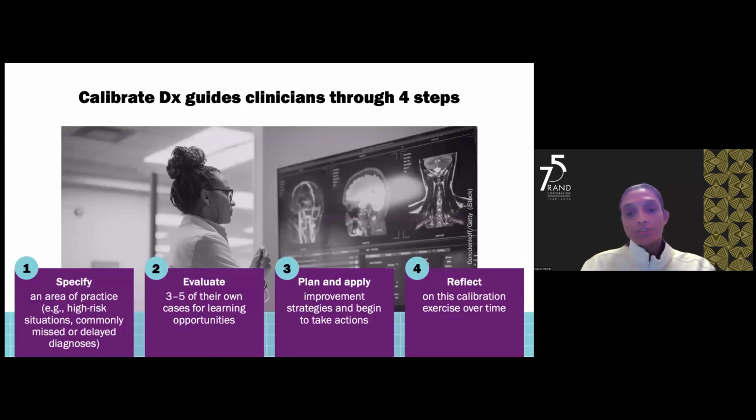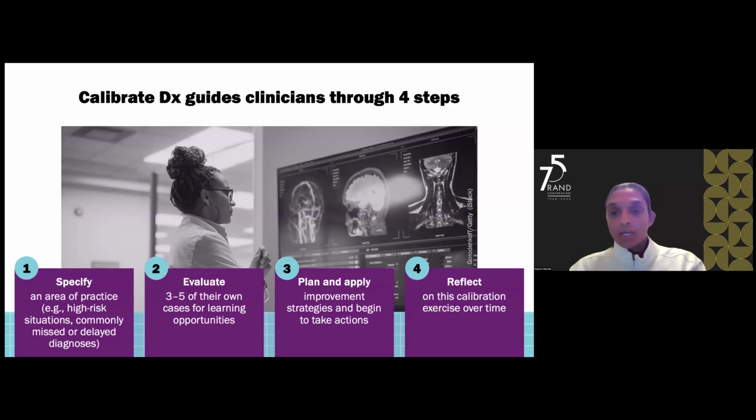It guides clinicians through 4 specific steps. So first, specify or pick an area of practice to focus on. These can be commonly missed or delayed diagnoses or specific high-risk situations of interest. The second step is evaluating a set of cases for learning opportunities, typically 3 to 5 cases on a quarterly basis to go back and pick within that area of practice, and then to identify learning opportunities through the use of the tool.